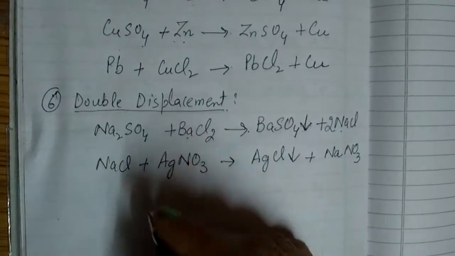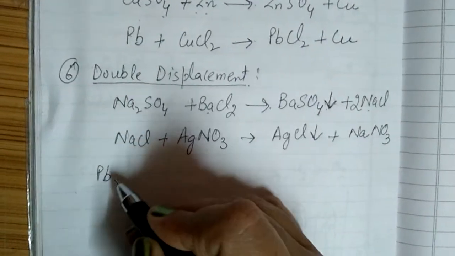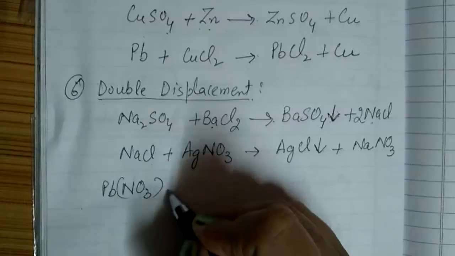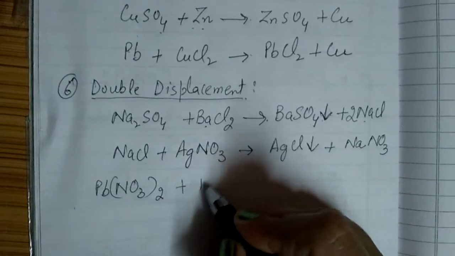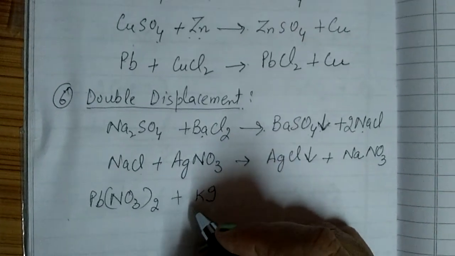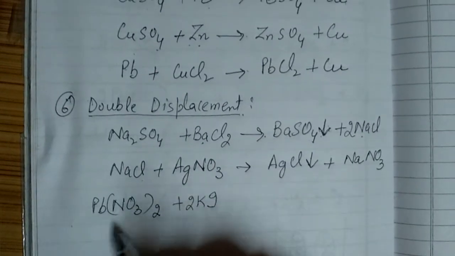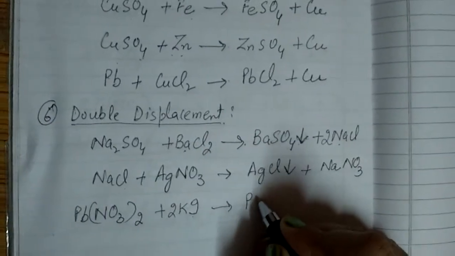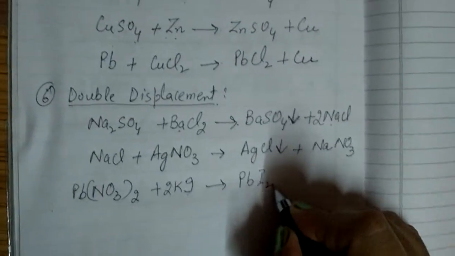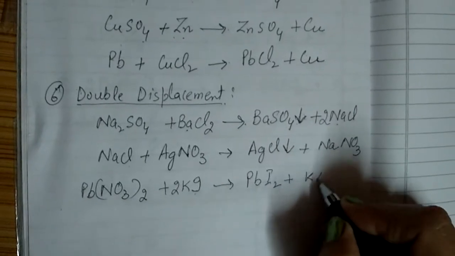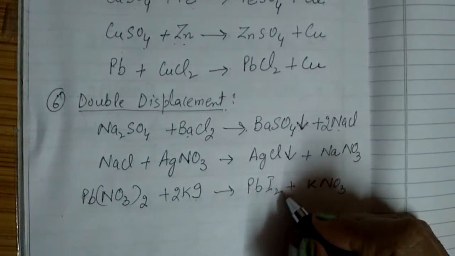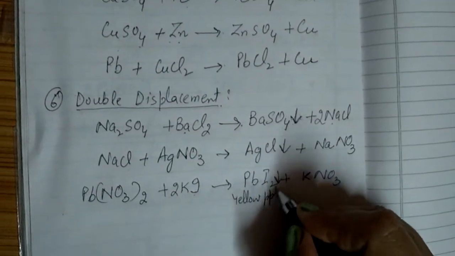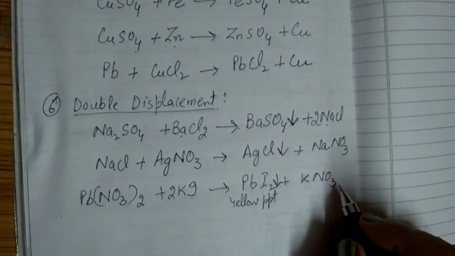One more example we have is between lead nitrate. What is the formula of lead nitrate? That is Pb(NO3)2, and potassium iodide. If you remember, we have done it earlier also. So the reaction between lead nitrate and potassium iodide. What will be the product obtained over here? There will be lead iodide formed and potassium nitrate. This lead iodide obtained over here is the precipitate. The yellow precipitate is formed and potassium nitrate solution is obtained.